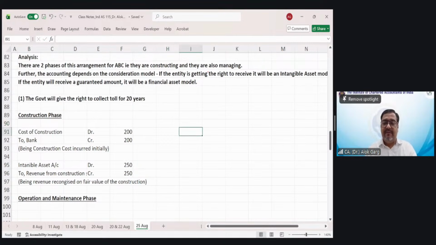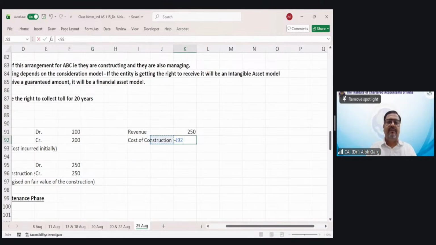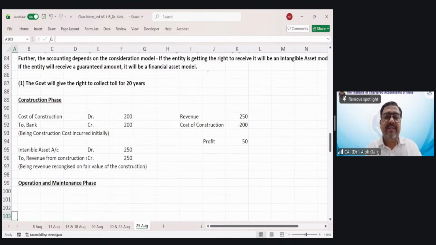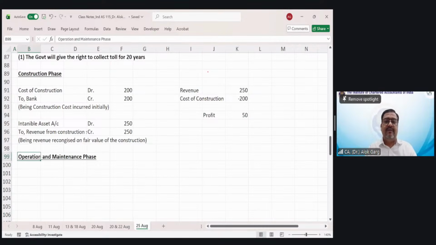And how it will come? Revenue 250 crores and cost of construction is 200 crores, right? Okay, so this is your profit on the construction phase. Notional profit, right? Now my dear friends, what will happen in the operation and maintenance phase of 20 years?